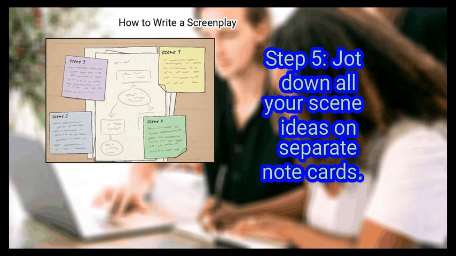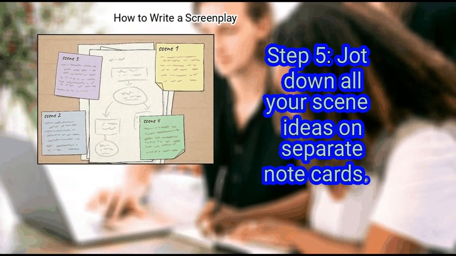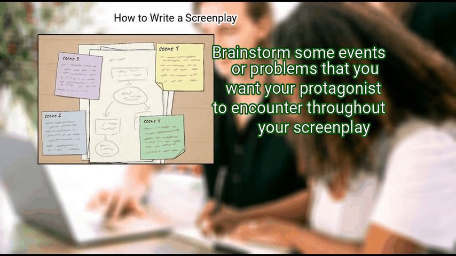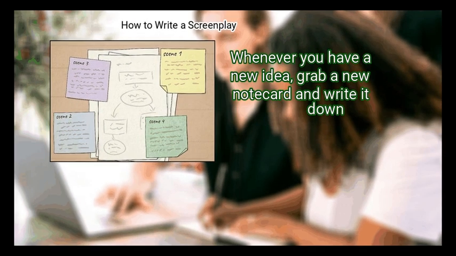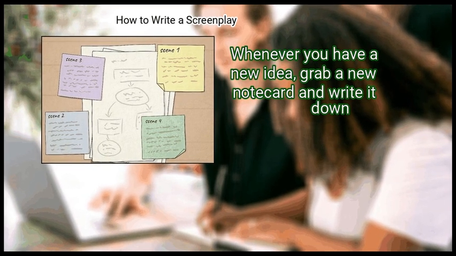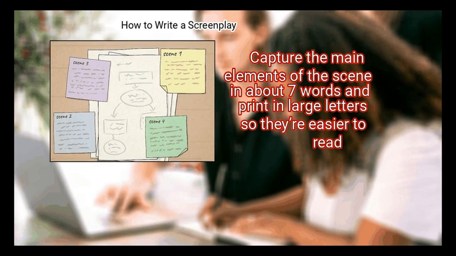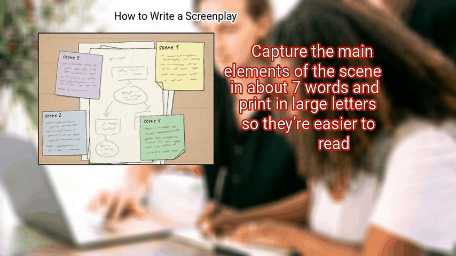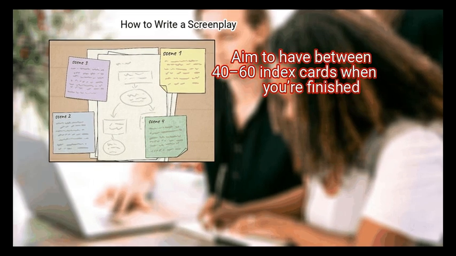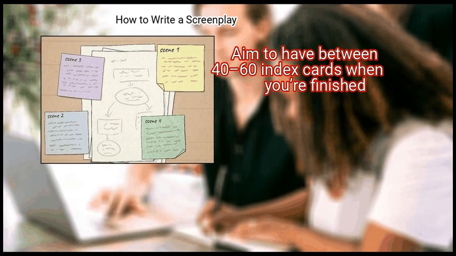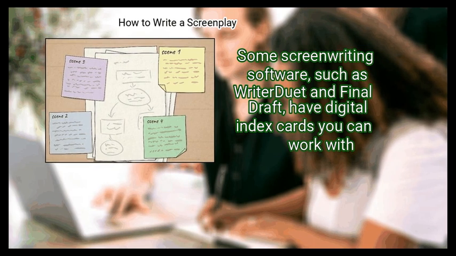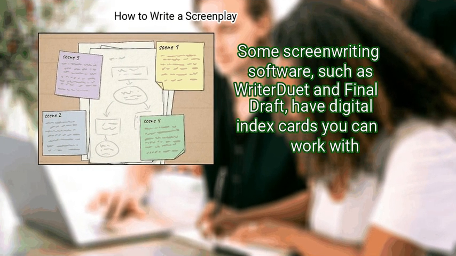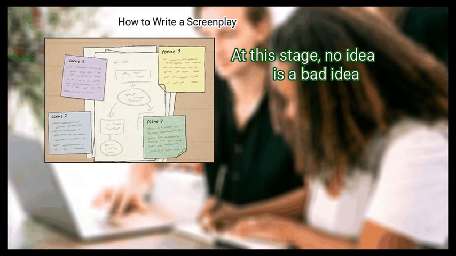Step 5, jot down all your scene ideas on separate note cards. Brainstorm some events or problems that you want your protagonist to encounter throughout your screenplay. Whenever you have a new idea, grab a new note card and write it down. Capture the main elements of the scene in about 7 words and print in large letters so they're easier to read. Aim to have between 40 to 60 index cards when you're finished. Some screenwriting software, such as WriterDuet and Final Draft, have digital index cards you can work with. At this stage, no idea is a bad idea.